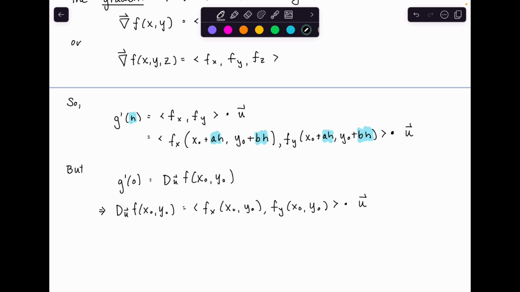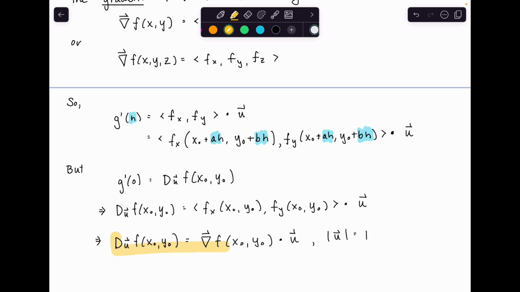So really, the directional derivative of a function at a specific point in the direction of u is going to be the gradient vector of a function evaluated at the point you want, dot product with u, as long as u is a unit vector. So this is going to be how we can actually calculate a directional derivative.